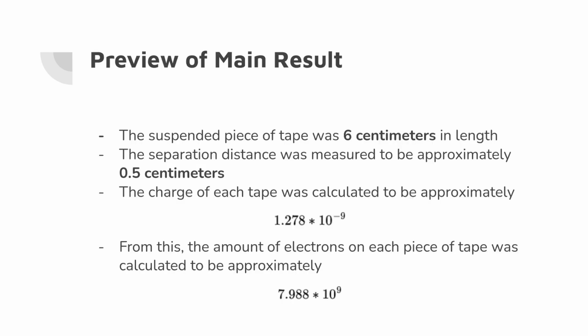Here's the preview of the main result of this experiment. The suspended piece of tape was approximately 6 centimeters in length, and the separation distance was measured to be approximately 0.5 centimeters. From these values, we were able to calculate that the charge of each tape is approximately 1.278 times 10 to the negative 9th power, and from this, we were able to calculate that the number of electrons in each piece of tape is approximately 7.988 times 10 to the 9th.